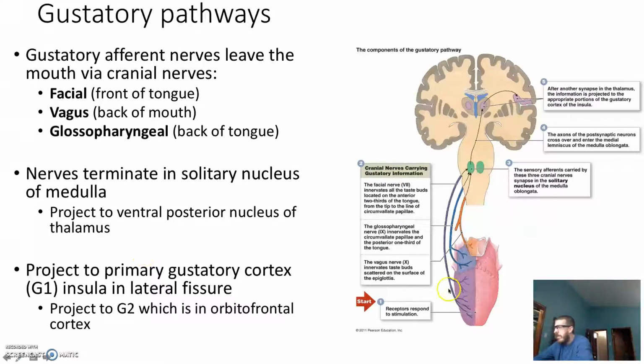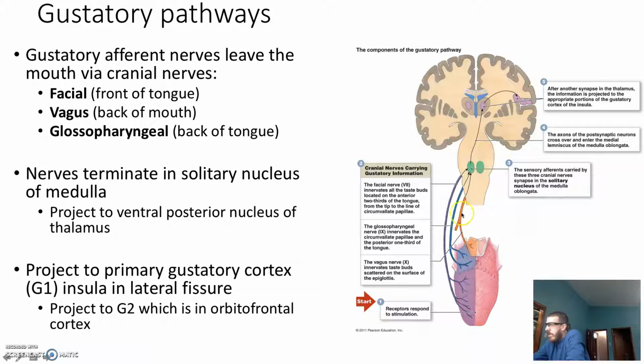How about the pathways from the mouth into the brain? So the afferent nerves that are admitted into the nervous system from the gustatory system leave the mouth via 3 of the cranial nerves that we learned of. We learned 12 of them, and 3 of them are the facial, vagus, and glossopharyngeal. Remember that these nerves both carry motor information out to the body and take sensory information back from the sensory receptors into the brain. So you can see that the different nerves pick up information from different sets of sensory receptors, either the front, the back of the tongue, or the mouth cavity itself.